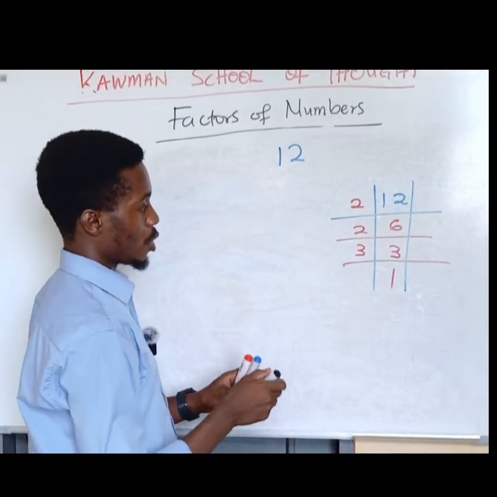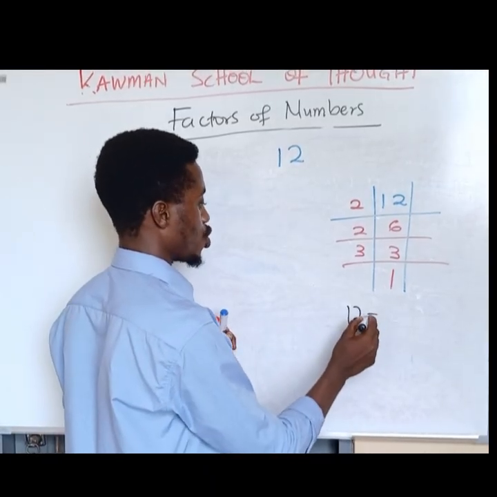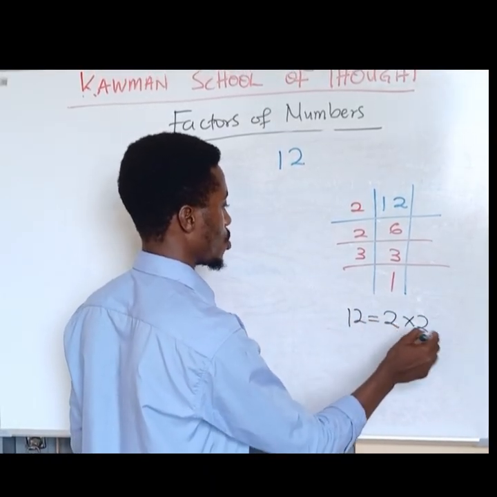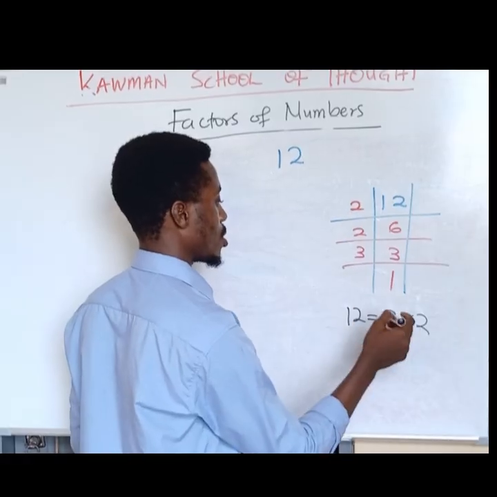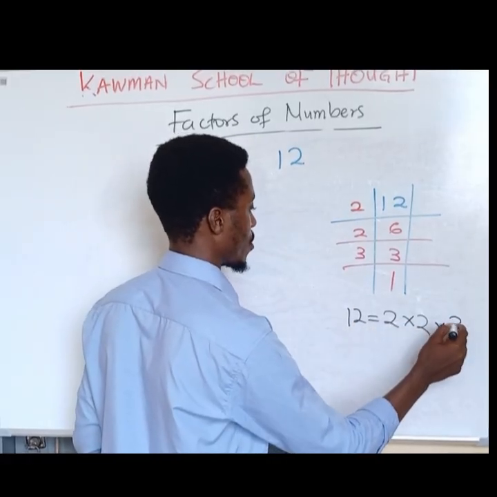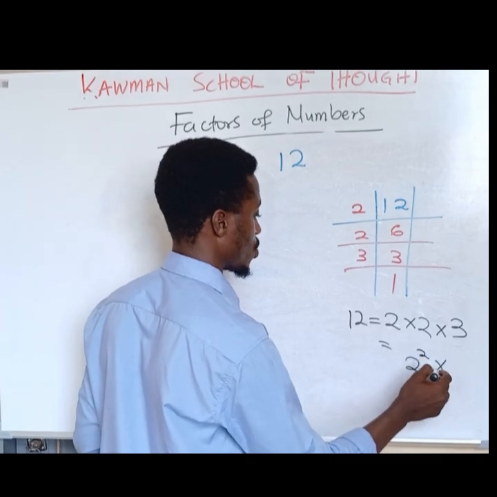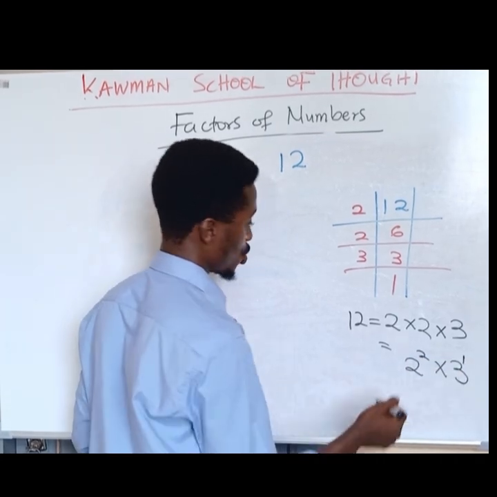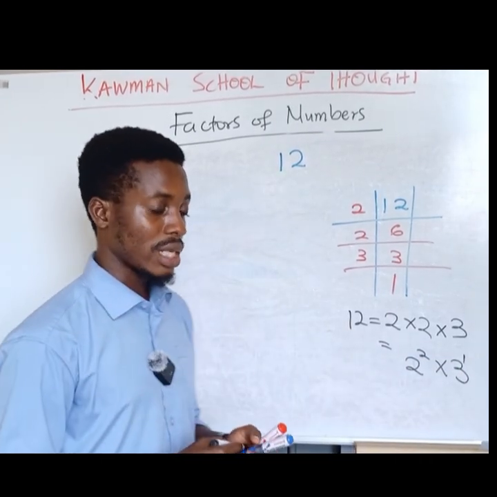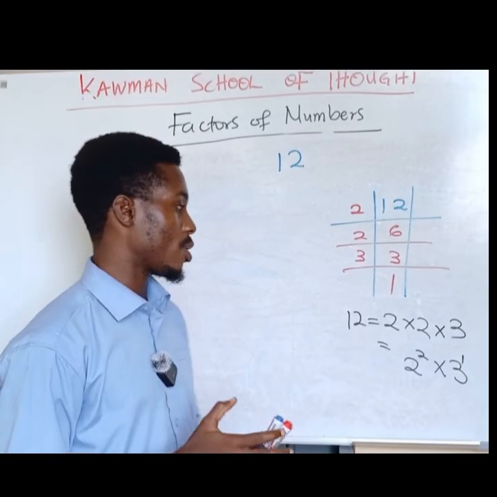So we are going to work with these numbers. 12 is going to be equal to 2 times 2 times 3, multiplying only these numbers, which is 2 raised to the power 2 times 3 raised to the power 1. You should know that any number without a power means power 1.